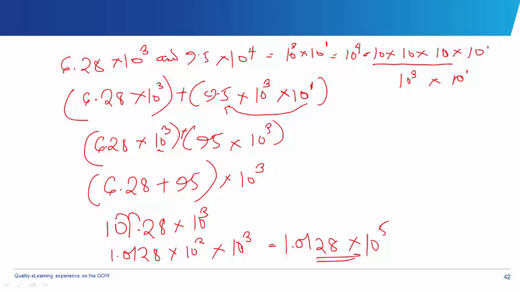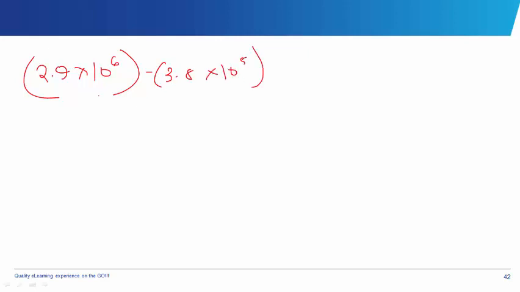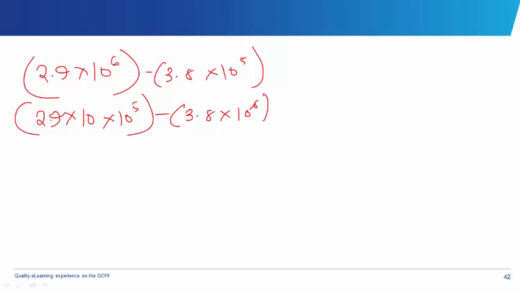Okay, let's look at an example involving subtraction. So this example says, find the value of 2.9 times 10 raised to the power 6 minus 3.8 times 10 raised to the power 5. What is the first step? We'll make the indices uniform. So it will be 2.9 times 10 times 10 raised to the power 5 minus 3.8 times 10 raised to the power 5.